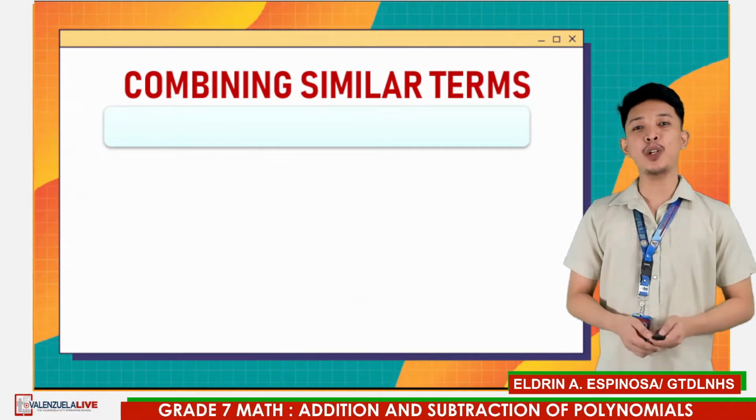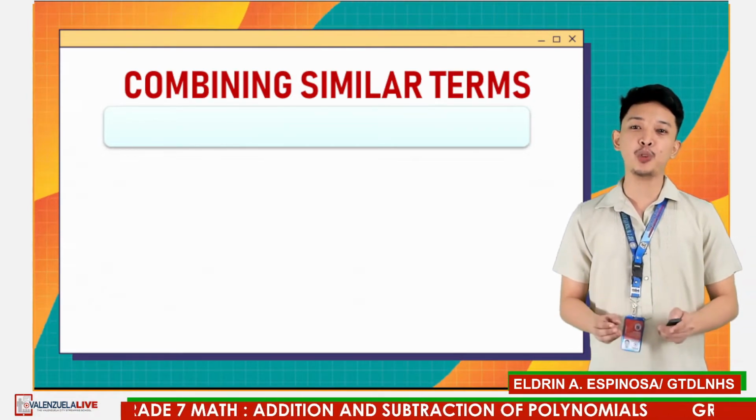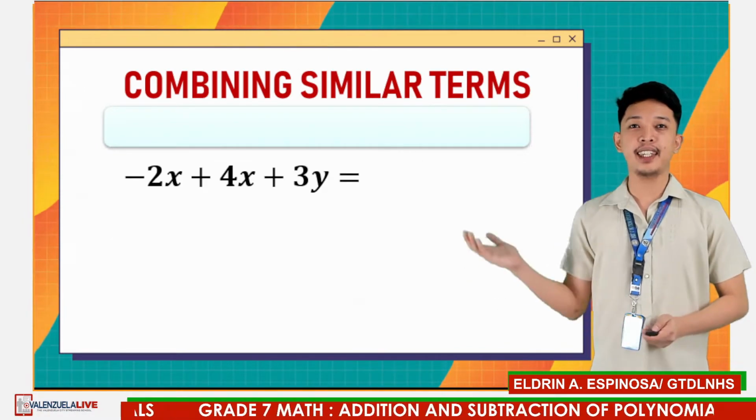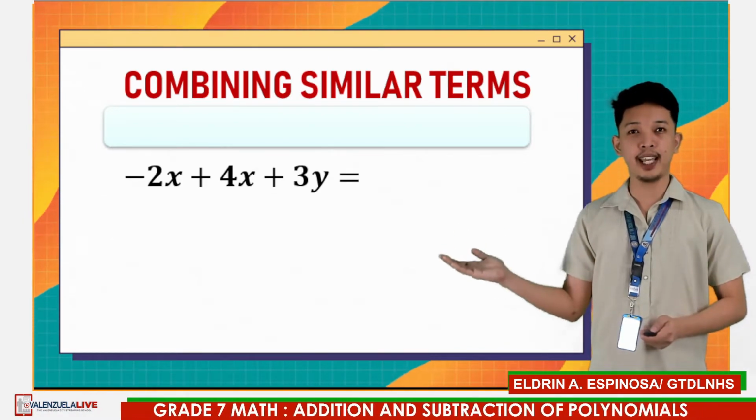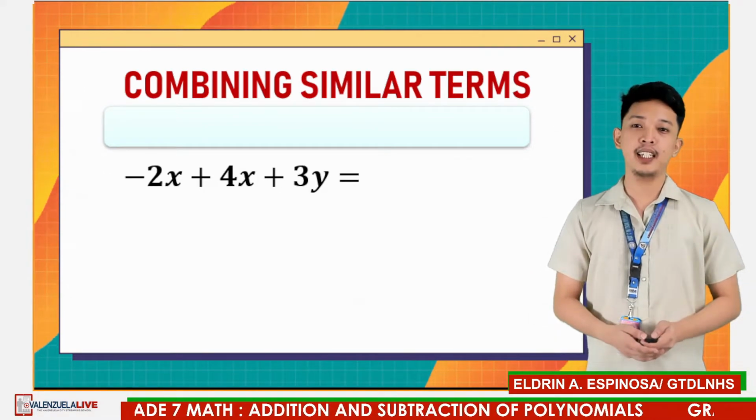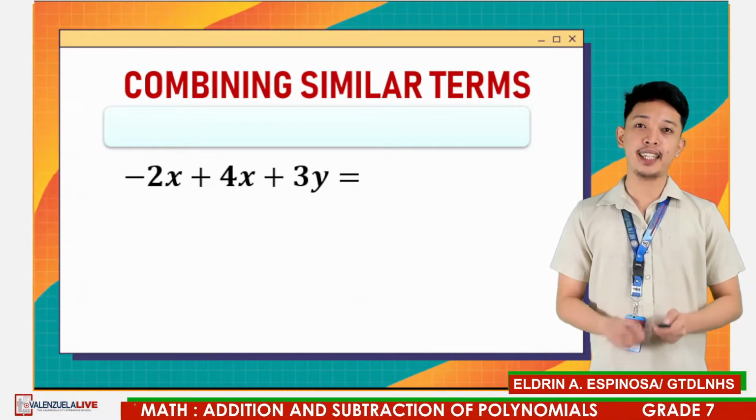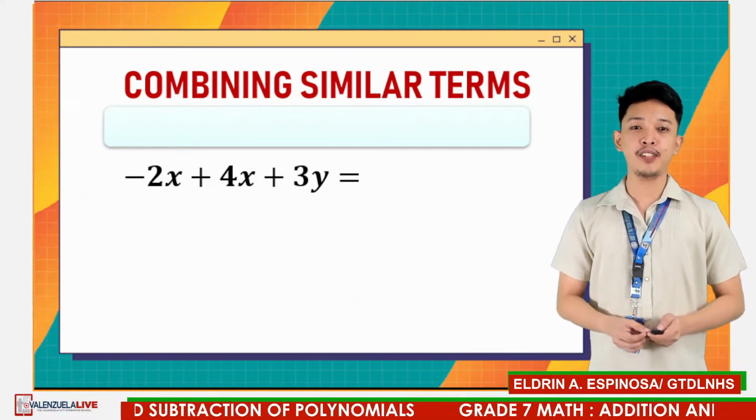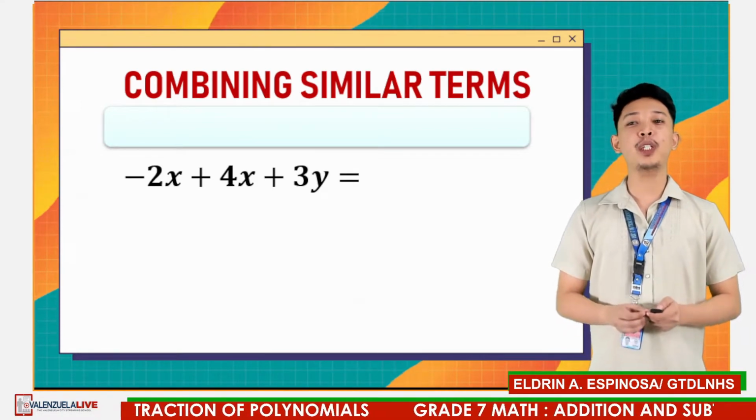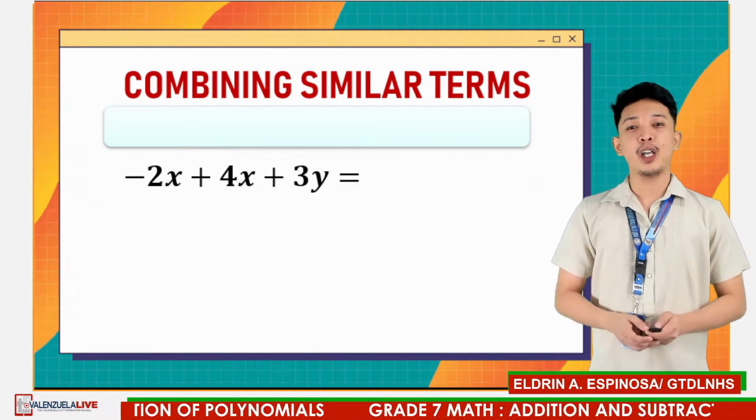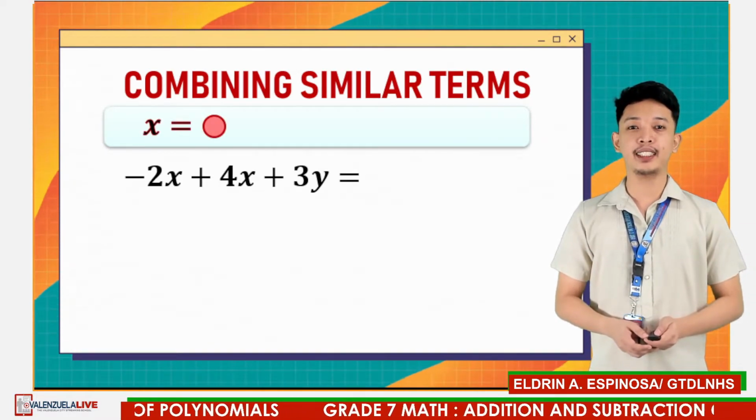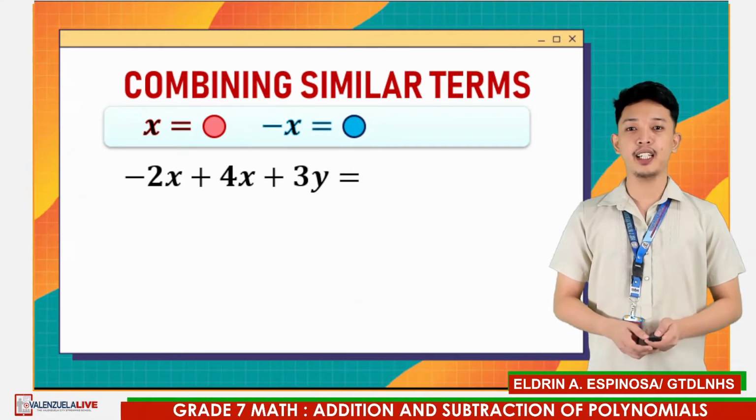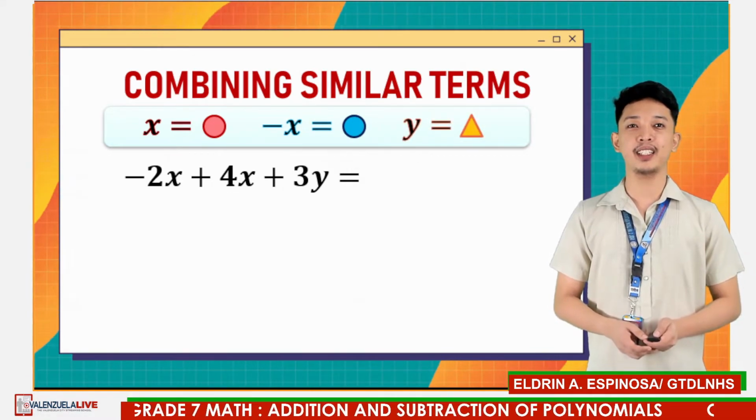And here's one more example with shapes to help us visualize the combining of similar terms. Let's say we have negative 2x plus 4x plus 3y. Since we have a positive and negative x term, we will represent it in one shape, specifically circle, but with 2 different colors. Positive x as red circle, negative x as blue circle, and y as triangle.